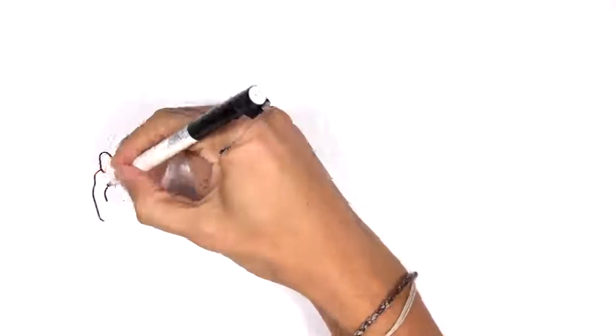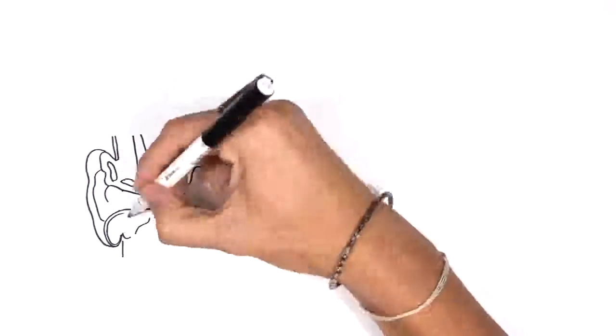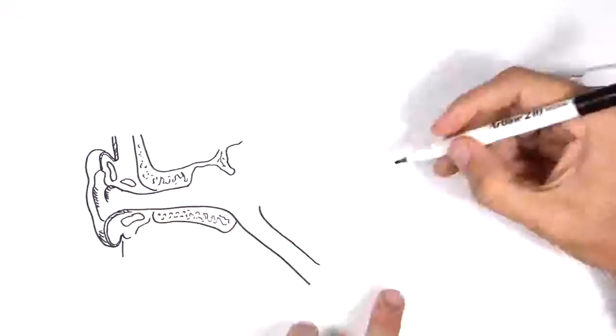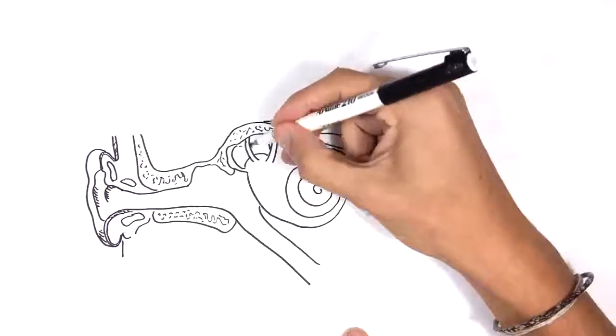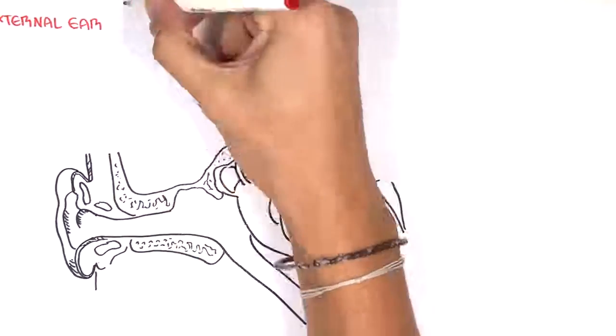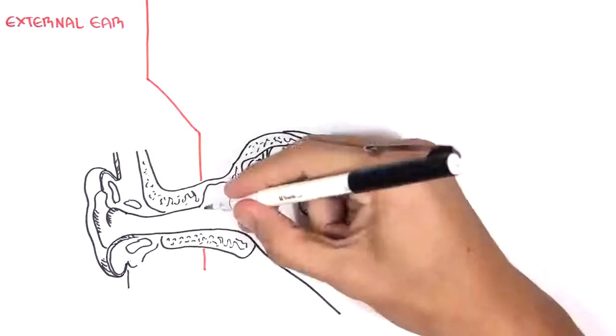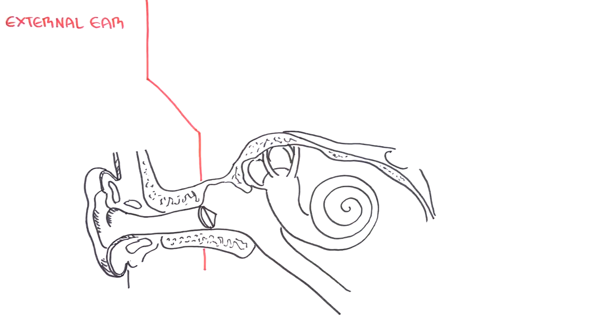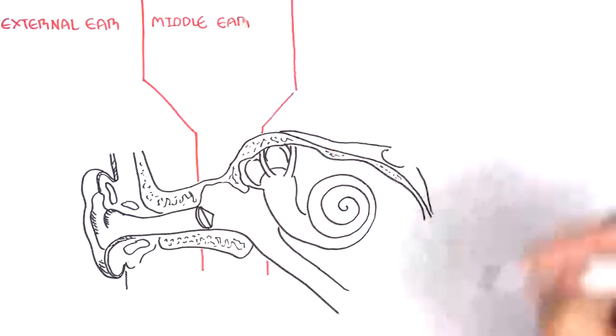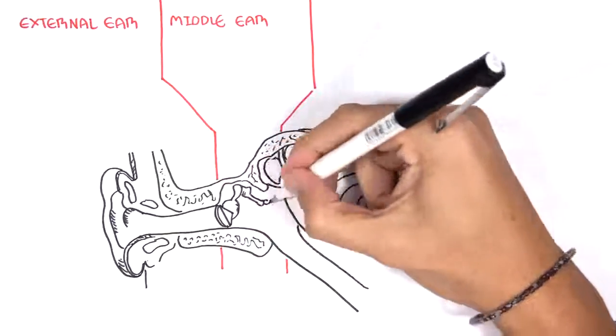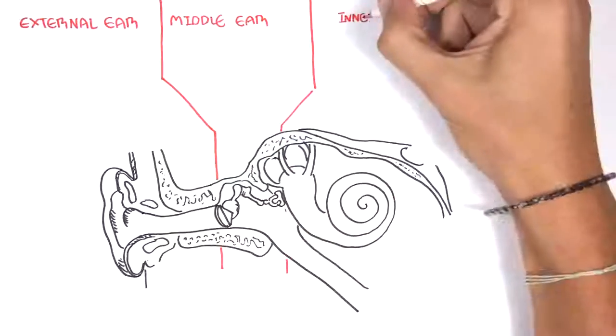In this video, we will look at the anatomy of the ear. So the ear in general can be divided into three sections. The external ear, which goes to the eardrum. Here, the middle ear, from the eardrum to the oval window. And the inner ear, which is basically your cochlea and your hair cells, this shell-looking structure.